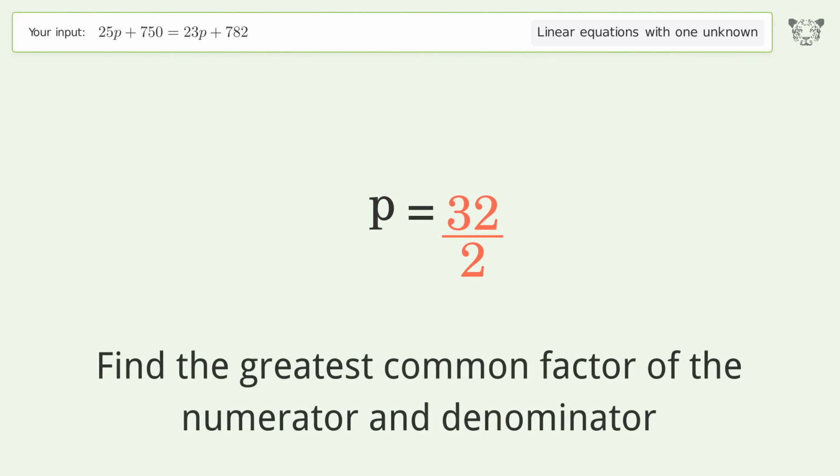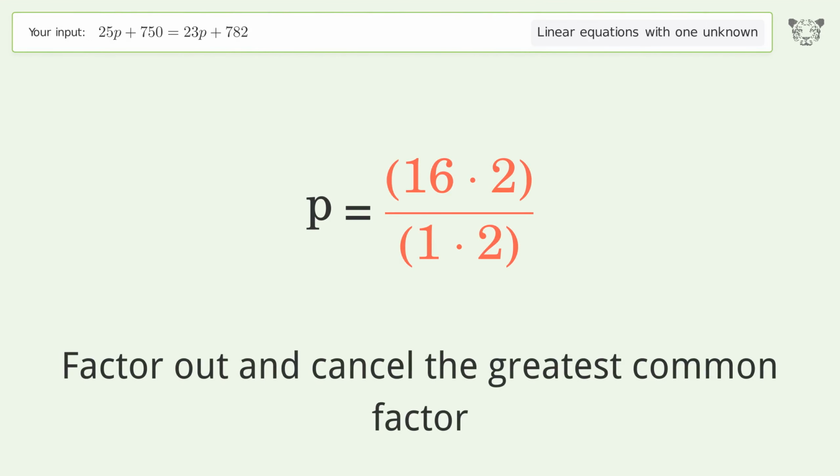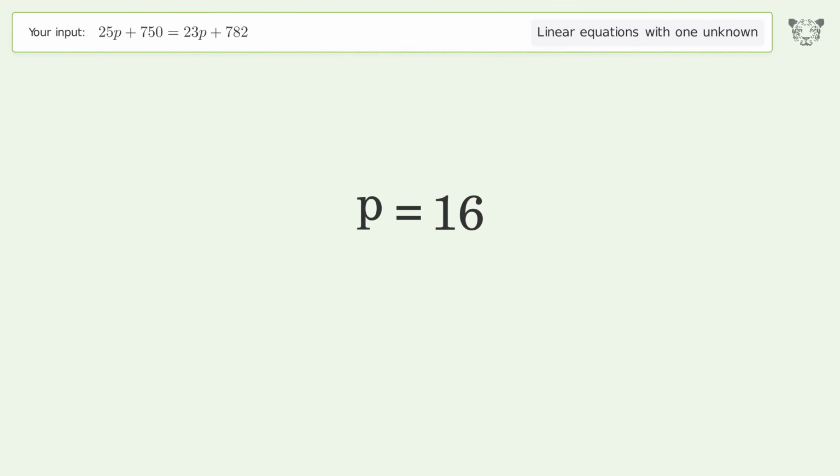Find the greatest common factor of the numerator and denominator. Factor out and cancel the greatest common factor. And so the final result is p equals 16.